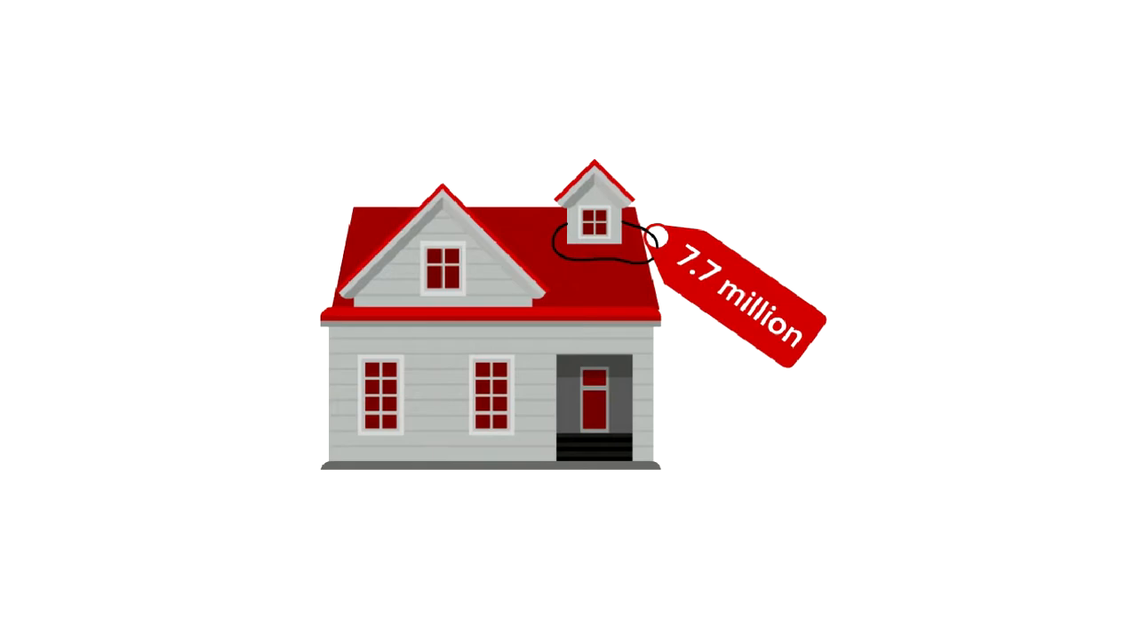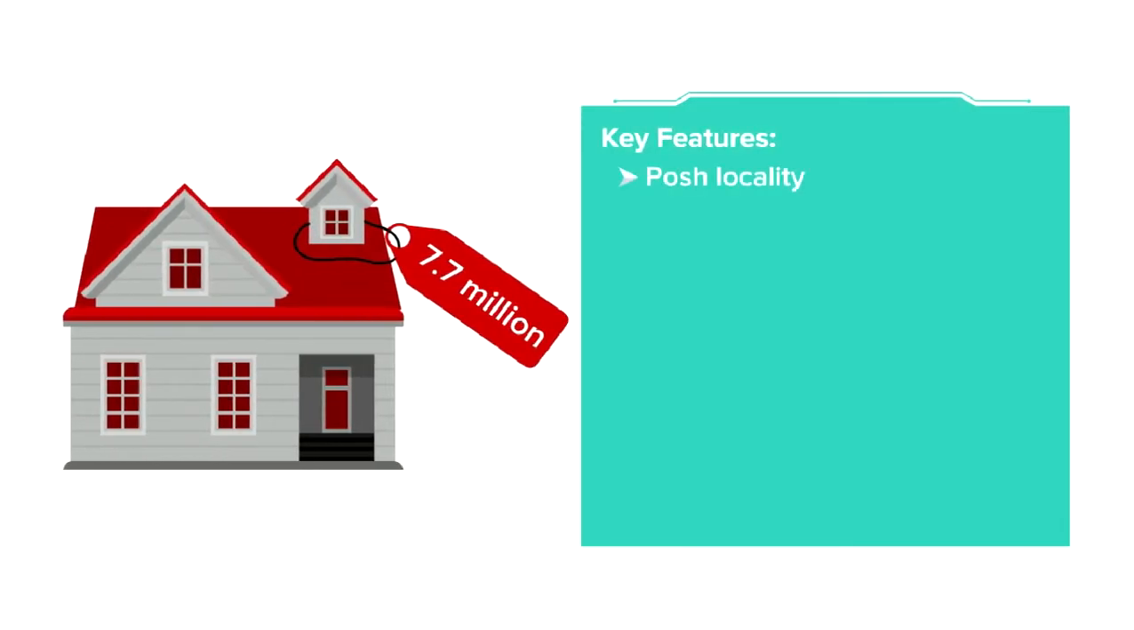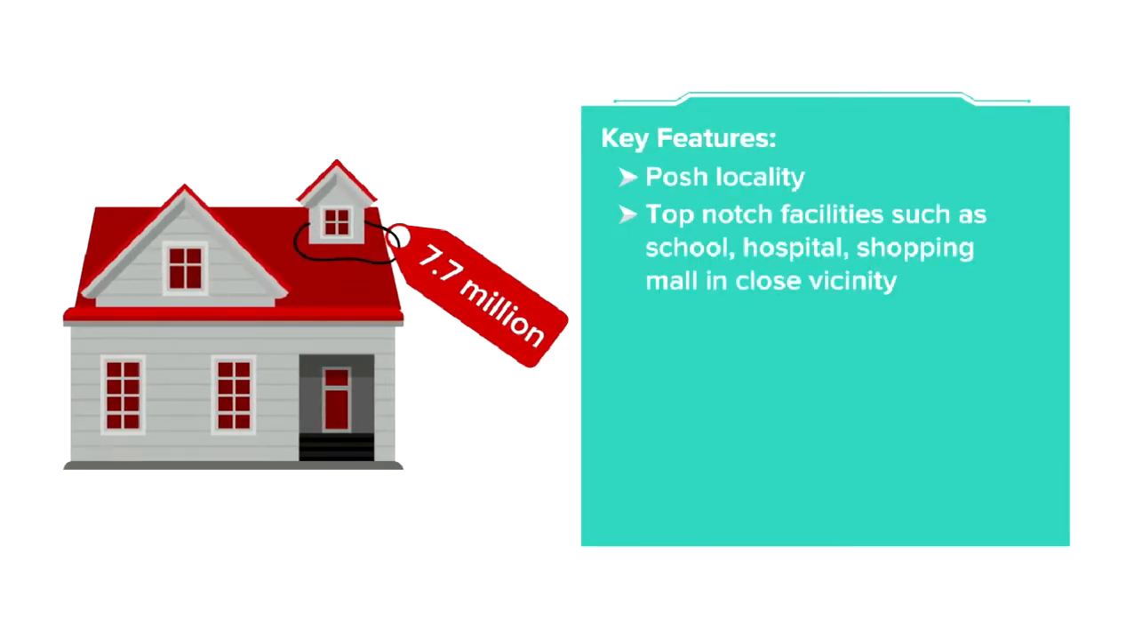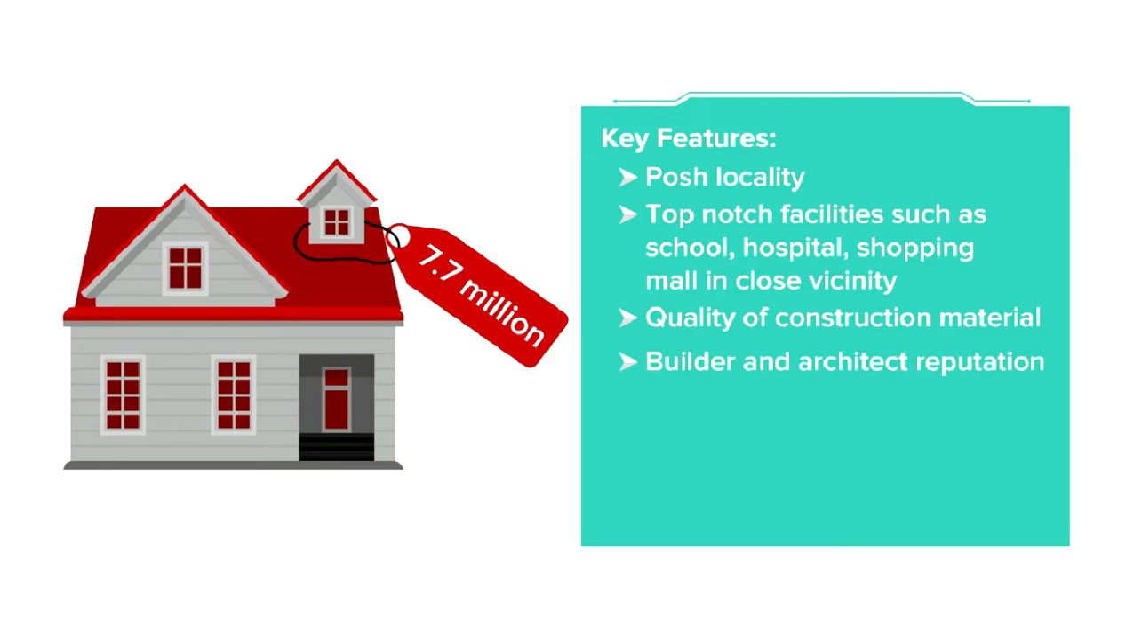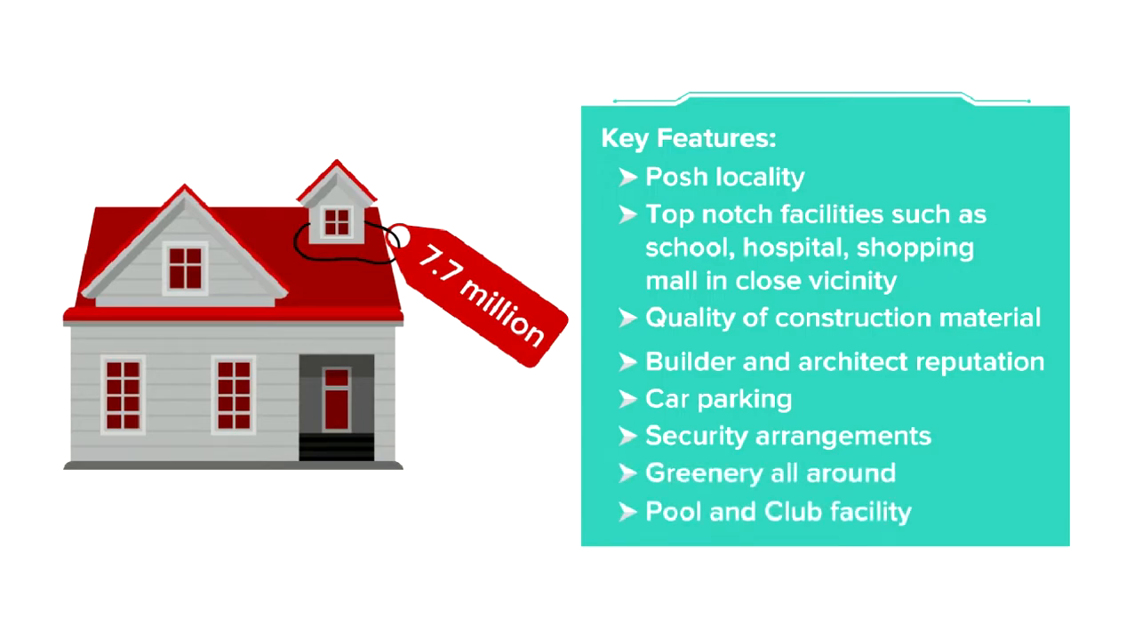was actually sold for that price because maybe it is really a large house at a prime location with lots of unique features such as posh locality, top-notch facilities like schools, hospitals, shopping malls in close vicinity, quality of construction, builder and architect reputation, car parking, security arrangements, greenery all around, and pool and club facility, etc. In which case, it is an example of a variability in the data.